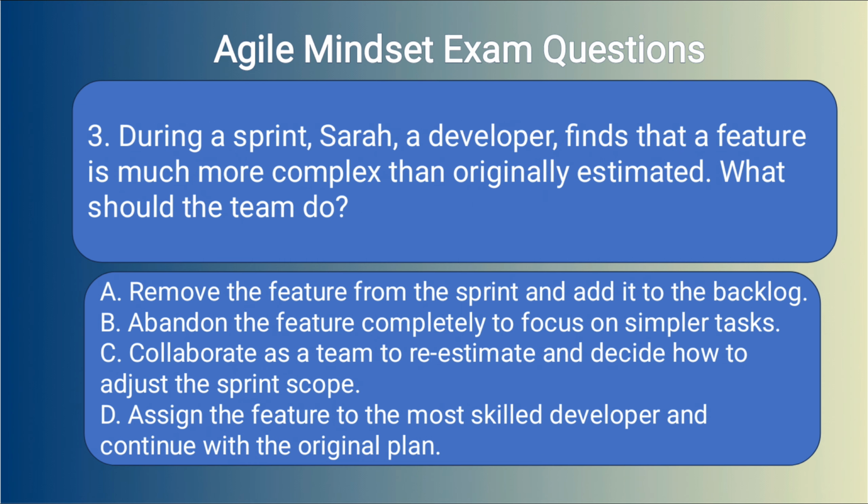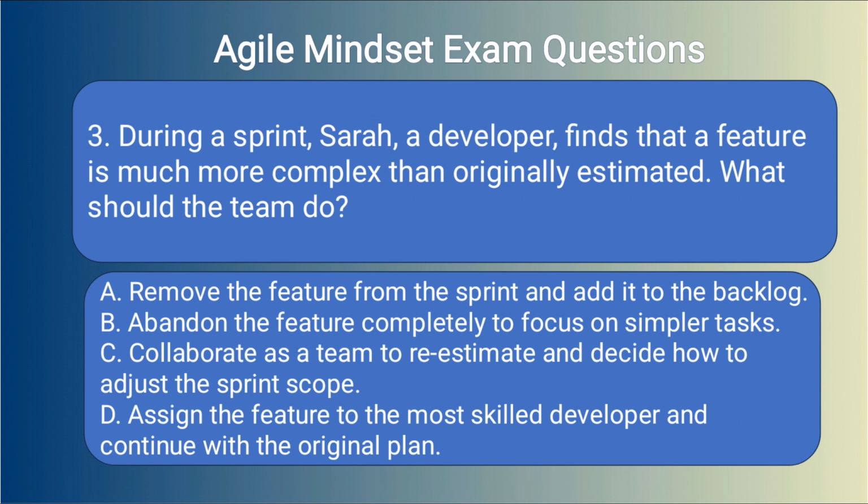3. During a sprint, Sarah, a developer, finds that a feature is much more complex than originally estimated. What should the team do? A. Remove the feature from the sprint and add it to the backlog. B. Abandon the feature completely to focus on simpler tasks.